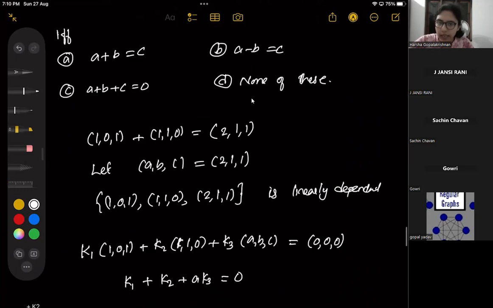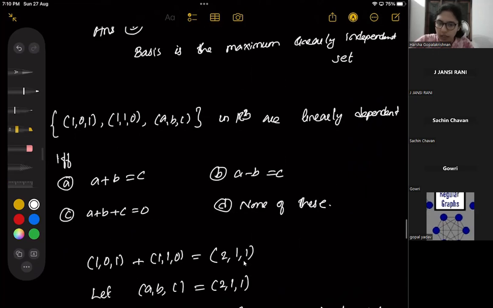So when we took one example, here 2, 1, 1 I have taken. So we got this 2, 1, 1 satisfy A minus B equal to C, right? So in general, we got the condition A minus B equal to C. So answer B is the correct answer for the dependency.